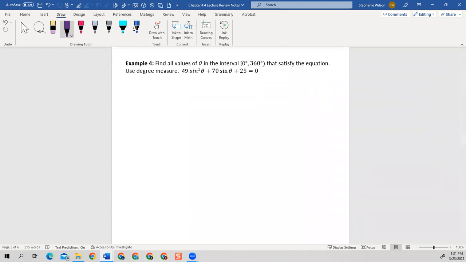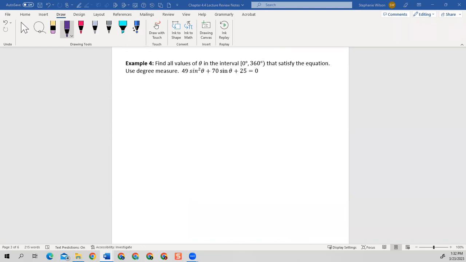Example 4. It says find all the values of theta in the interval of 0 to 360 degrees that satisfy the equation using the degree measures. So we're going to have a little bit of work to do here. I'm going to notice that I have a quadratic because the highest degree is a square, right? And I can write this in factored form.